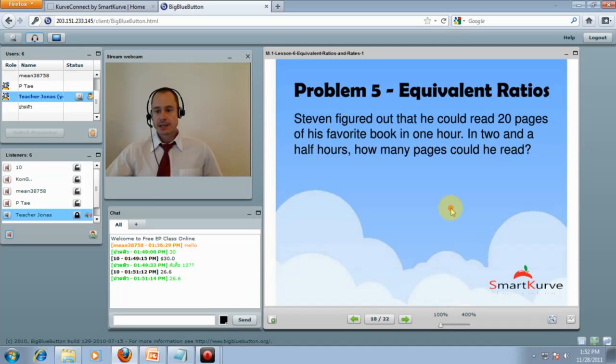Stephen figured out that he could read 20 pages of his favorite book in 1 hour. In 2.5 hours, how many pages could he read?